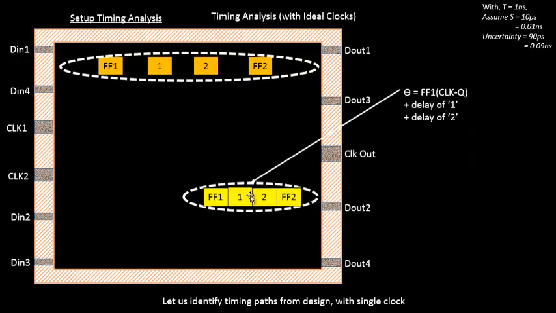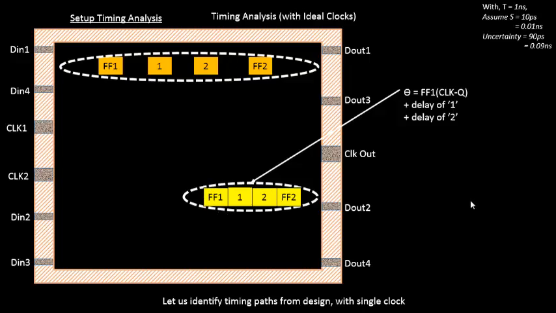Similarly, for this section, the combinational delay will be the clock-to-Q of flip-flop 1 plus the delay of 1, since there are no wires and there is an abutment over here. Still, there will be a minimal RC wire, but that's very negligible. So it will be the flip-flop 1 clock-to-Q, the delay of 1 and the delay of 2. So this will be the value of the combinational delay.